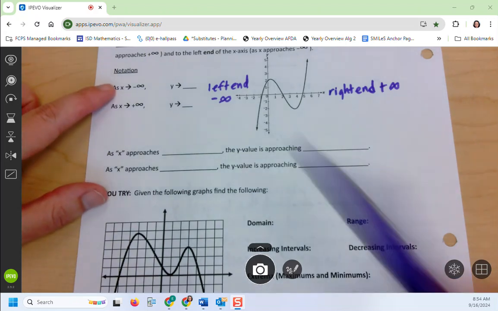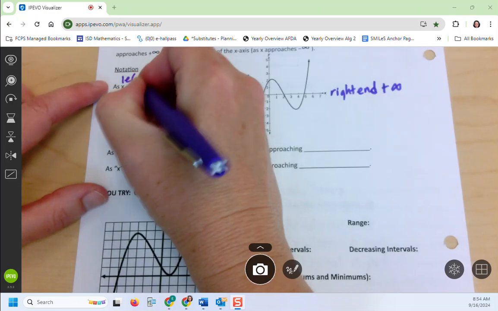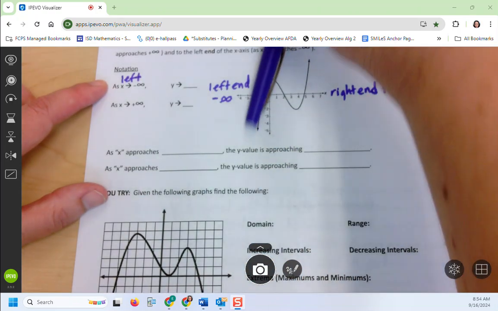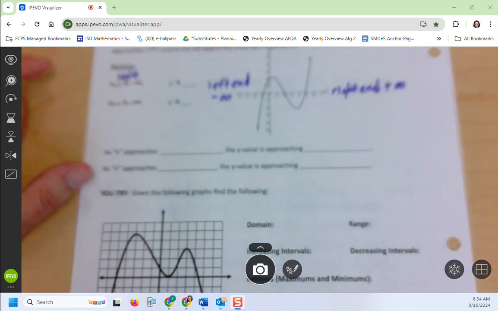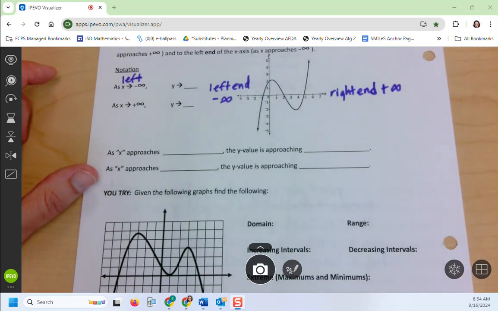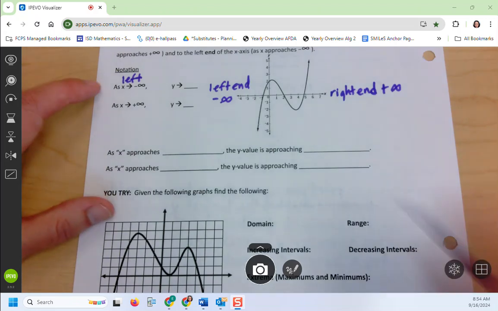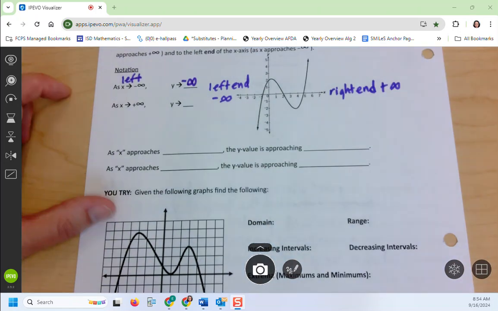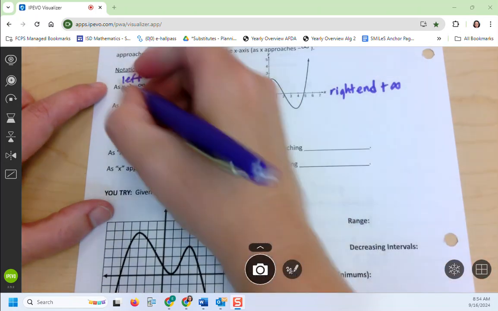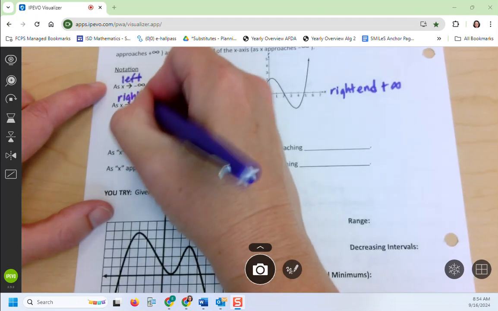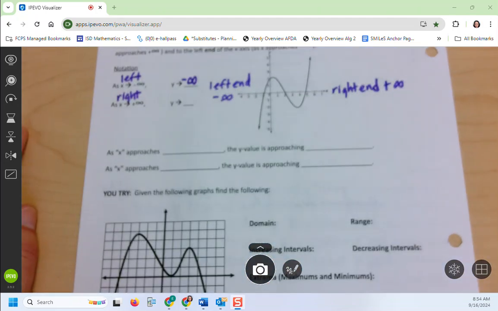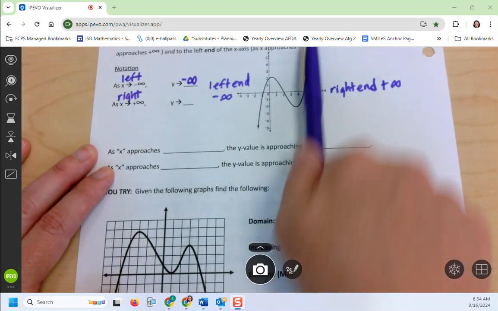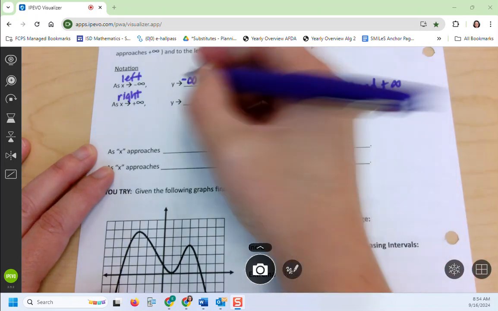So as x goes to negative infinity, that's talking about the left side. As x goes to negative infinity, what is the y going to? It's going down. Is down positive or negative? Negative. So it's going to negative infinity. As x goes to positive infinity, that's the right side. The y is going up, so what's it going to? Positive infinity.